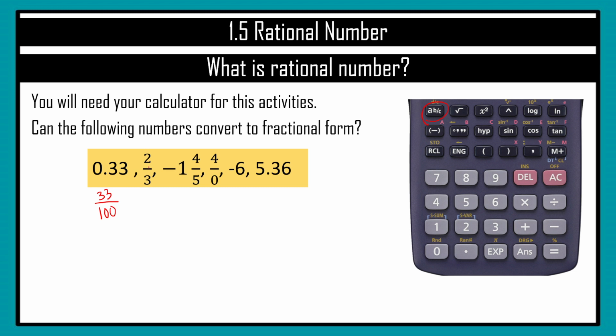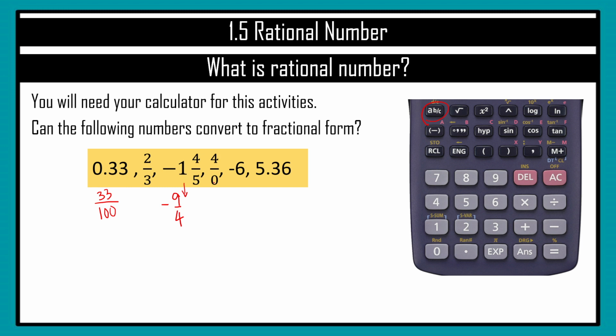The second number we don't need to convert as it is already a fraction. Negative 1 4 over 5 is also in fractional form, but we want to change it into an improper fraction. Do you still remember how? It's 1 multiplied by 5, then plus 4, so you should get negative 9 over 4.